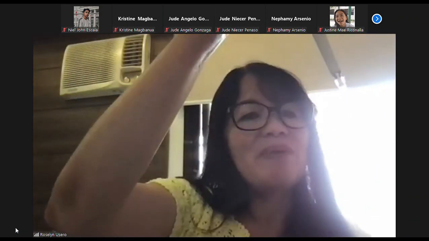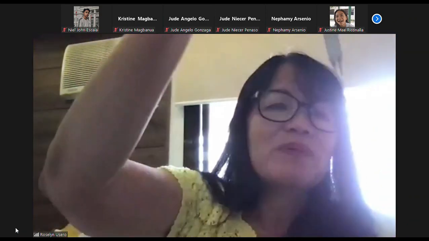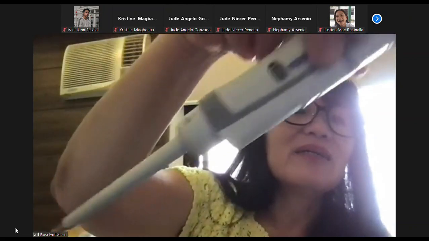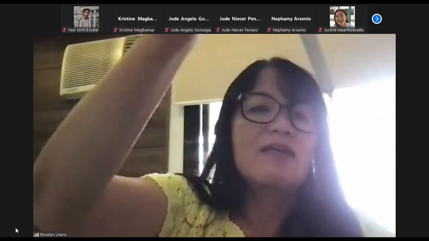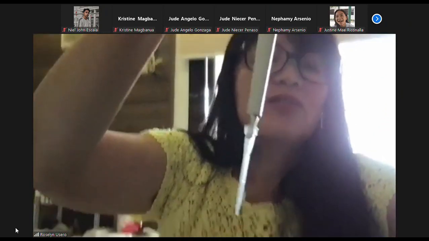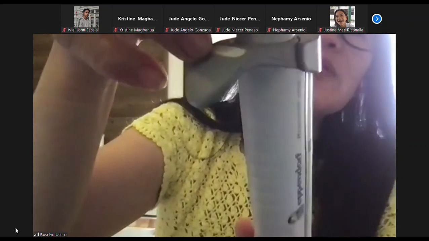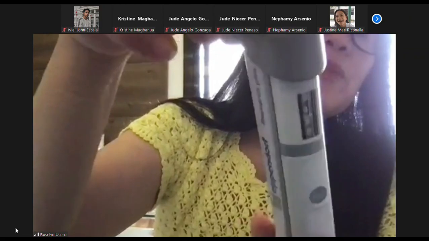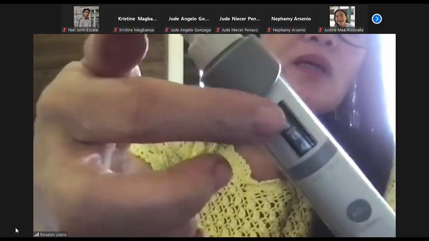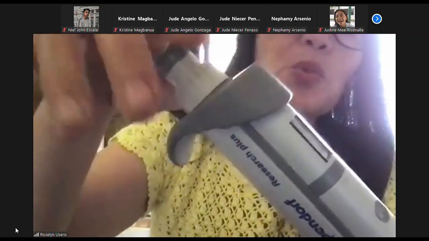Then the pipette tip. So what is it without the tip? And with the tip? The volume is variable because there is an adjuster. You can adjust it to what volume you want. But there are pipettes that are fixed to 1 ml.